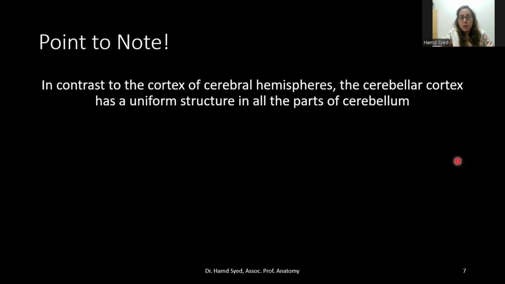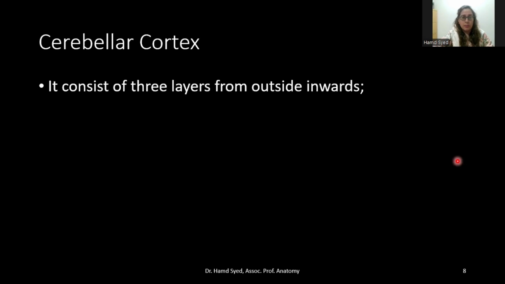Now, the point to remember is that in comparison to the cerebral cortex, when we talk about the cerebellar cortex, here the structure is uniform and it is not different in any region. And this is a particular feature to be kept in mind when we talk about the cerebellar cortex.